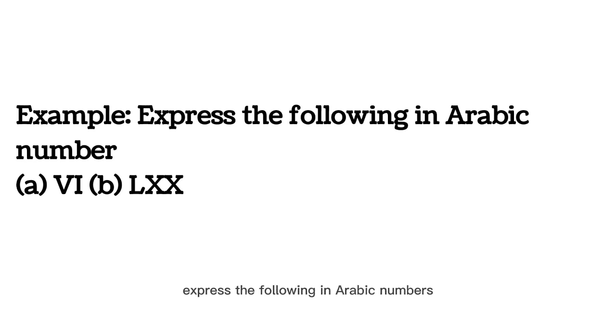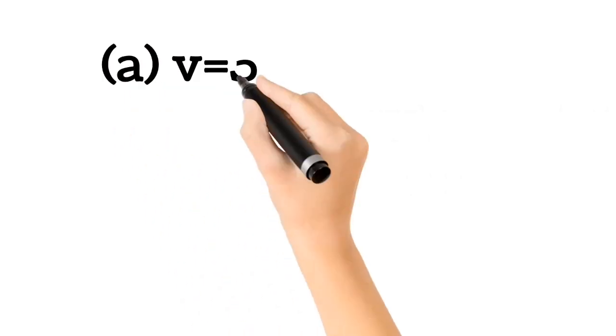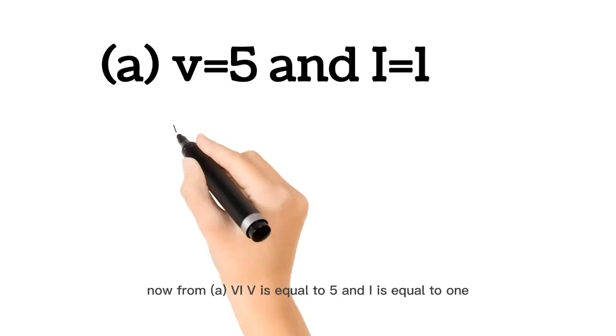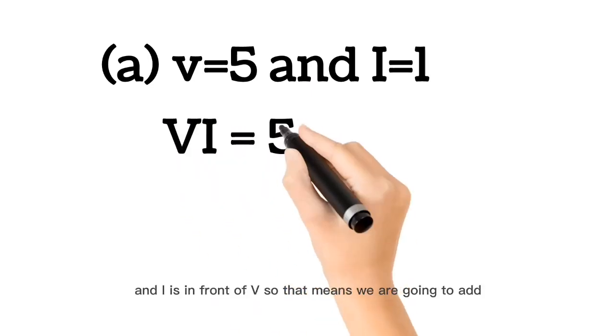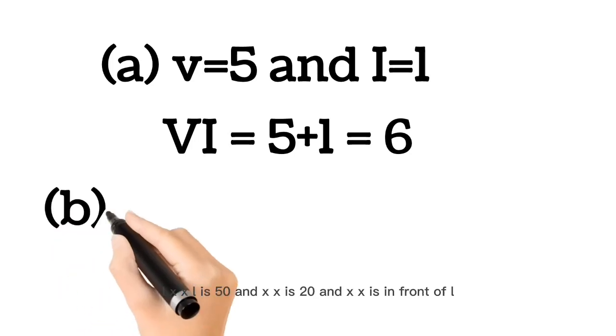Express the following in Arabic numbers: A. VI, B. LXX. Now from A, VI: V is equal to 5 and I is equal to 1, and I is in front of V, so that means you are going to add. So VI is equal to 5 plus 1 is equal to what? 6. Now let's move on to the second example, LXX.